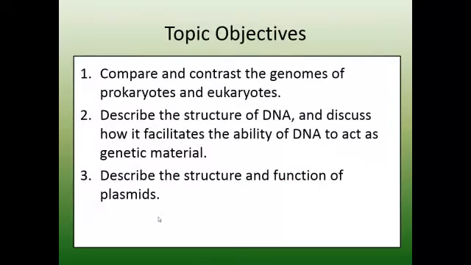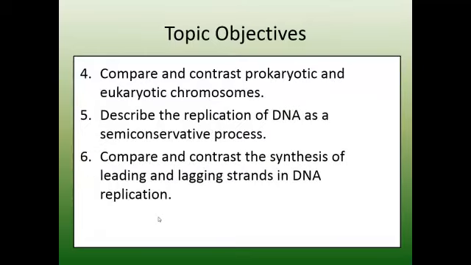The learning objectives for this topic are: compare and contrast the genomes of prokaryotes and eukaryotes, describe the structure of DNA, and discuss how it facilitates the ability of DNA to act as genetic material. Describe the structure and function of plasmids. Compare and contrast prokaryotic and eukaryotic chromosomes. Describe the replication of DNA as a semi-conserved process. Compare and contrast the synthesis of leading and lagging strands of DNA replication.